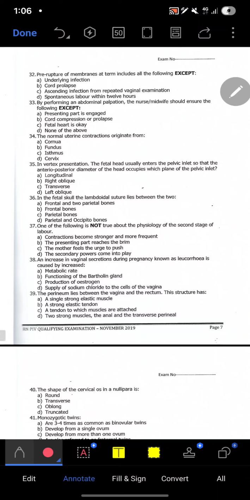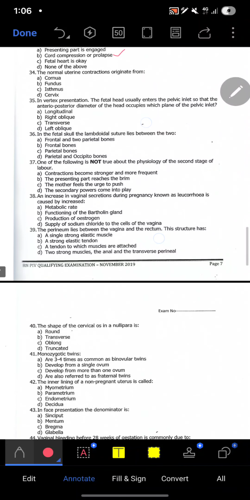Question 32. The rupture of membranes at term includes all of the following except, the correct answer is D, which is spontaneous labor within 12 hours. Question 33. By performing an abdominal palpation, the nurse or midwife should ensure the following except, the correct answer is B, which is cord compression or prolapse.